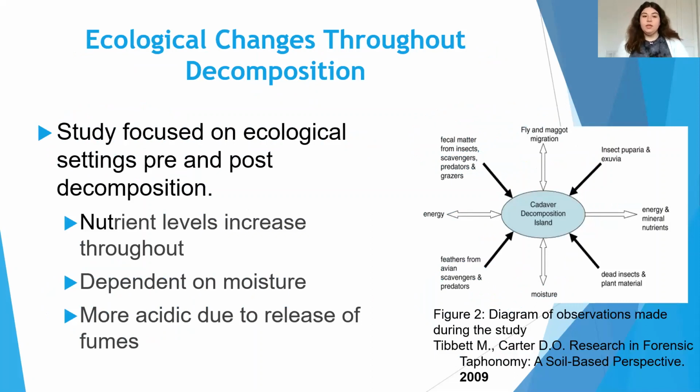The first study focused on ecological settings pre and post decomposition throughout the entire process of cadaver decomposition. They noted mostly that the nutrient levels tend to increase throughout the process of decomposition. As you can see in figure 2, there was an increase of flying maggot migration as well as fecal matter from insects, scavengers, predators, and grazers.